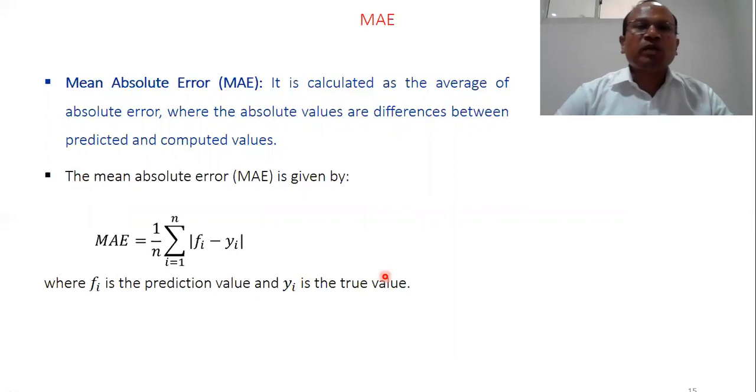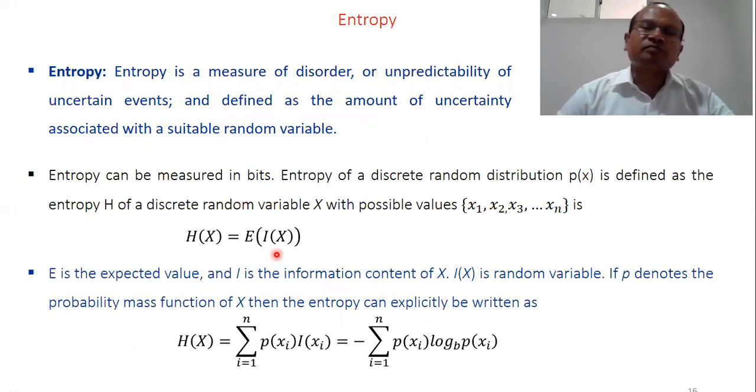All right. Mean absolute error. This is calculated as the average of absolute error. This is the error. You see here the average of absolute error is being calculated. So the average of absolute error is called mean absolute error. This is also used to evaluate the performance of image enhancement.